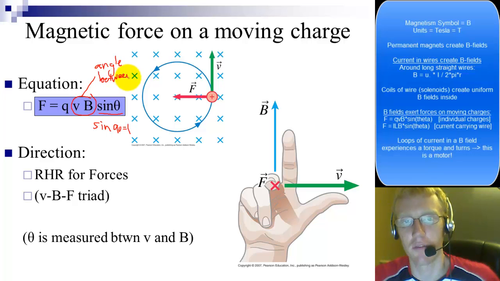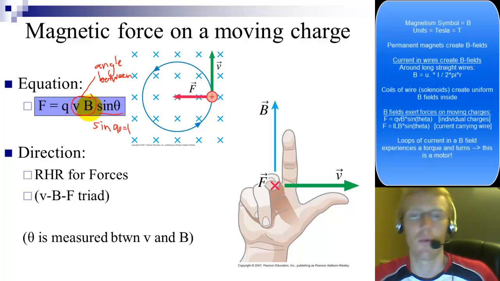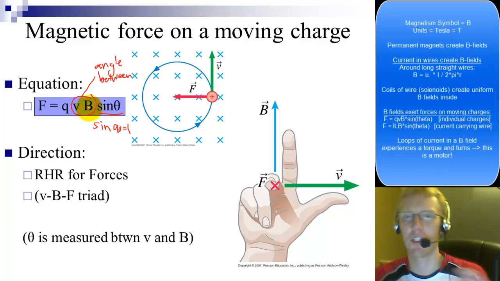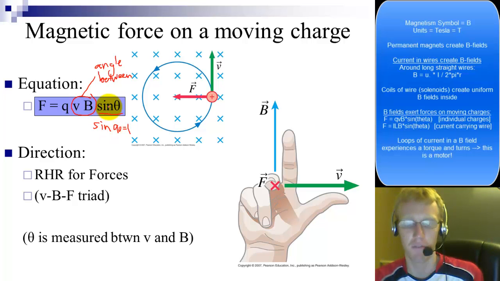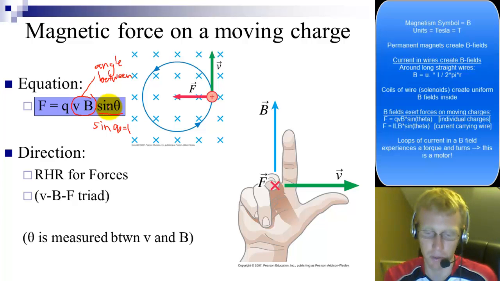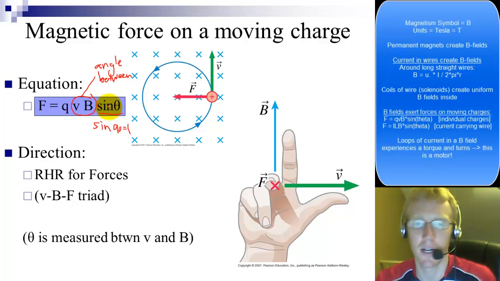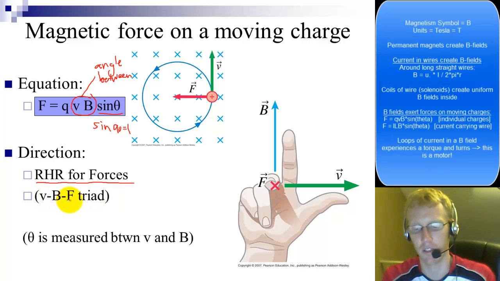So you ask yourself, which way is the particle going? Which way is the magnetic field? What's the angle between them? A lot of times, especially in the problems in the book, these two are going to be perpendicular. So it'll be sine of 90, and this part here will just be 1. Then the force is perpendicular. And this is something that's kind of easier to explain in person when I can actually help you orient your hand in the same direction. So we'll do a lot of this in class. But it's called the right-hand rule for forces. And it's a velocity, magnetic field, force triad. So velocity, magnetic field, and force.